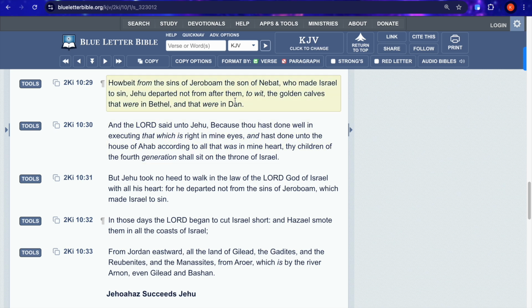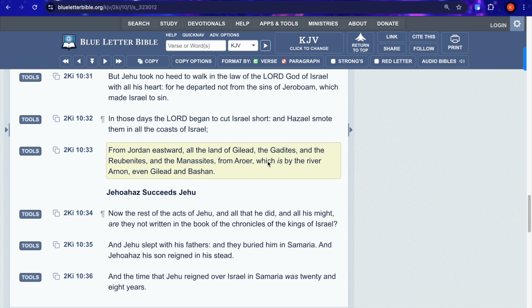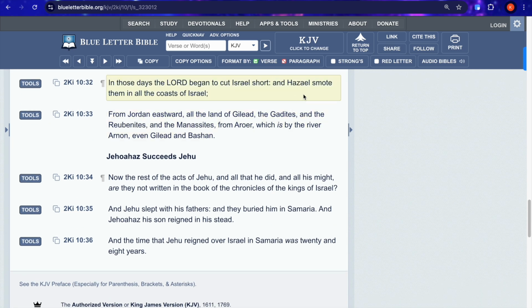So as we're reading here, it says the Lord started to cut Israel short by allowing Hazael, i.e. the Syrians, to gain more and more. So as it says here, and Hazael smote them in all the coasts of Israel, from Jordan eastward, all the land of Gilead, the Gadites, and the Reubenites, and the Manassites, from Aroer, which is by the river Arnon, even Gilead and Bashan. And that's right around that region that I showed you on the east.